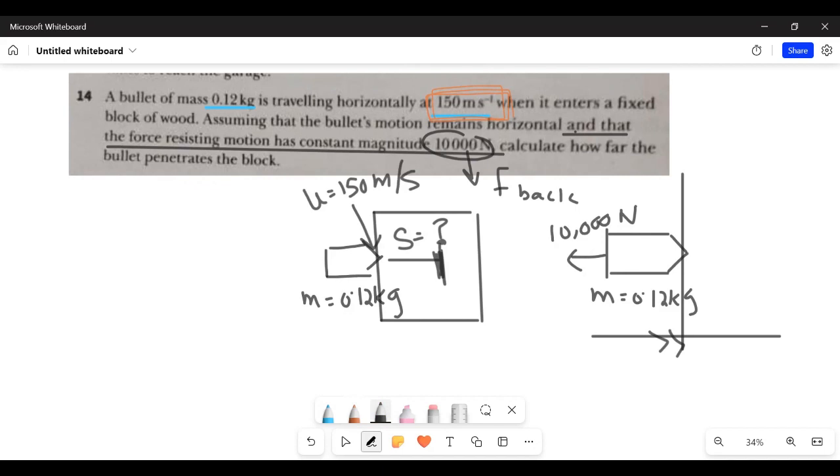Okay. And if this bullet covers a certain distance, it eventually stops. So then v is going to be 0. Because there has to come a point where this bullet stops. So you have to find the distance the bullet covers between 150 meters per second to 0 meters per second. Is this clear? Why u is 150 meters per second and v is 0?